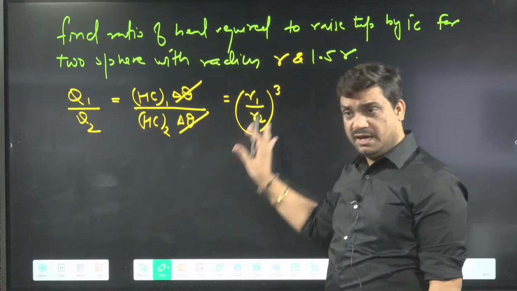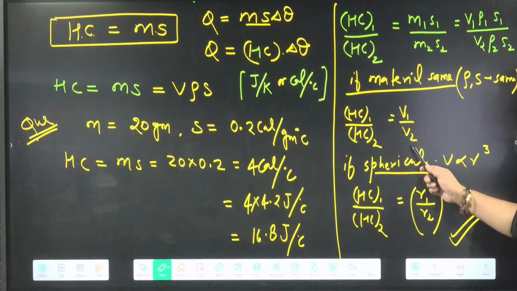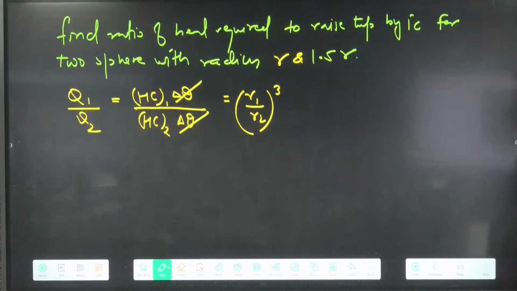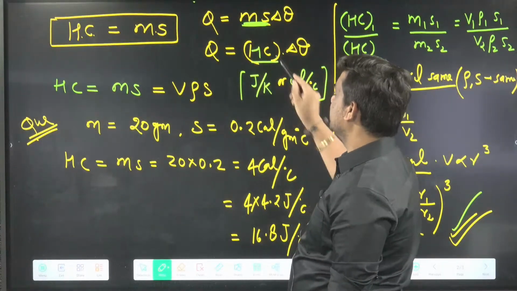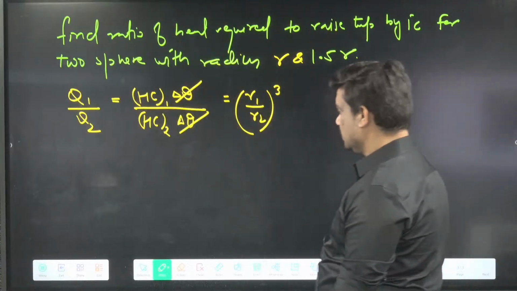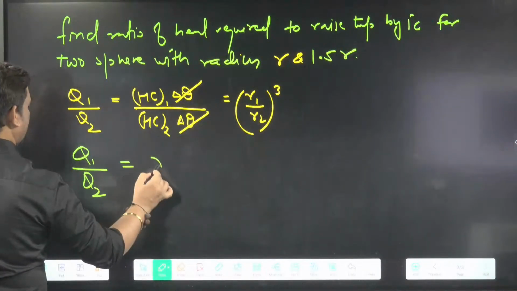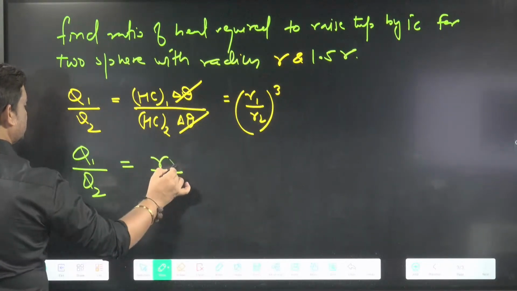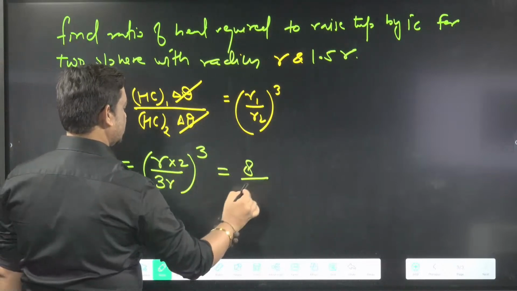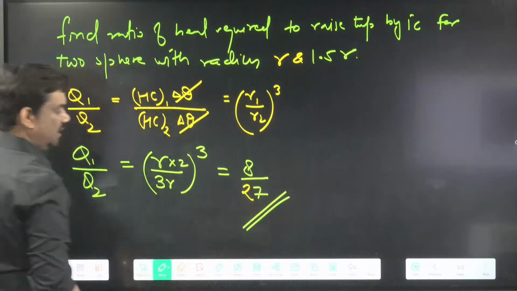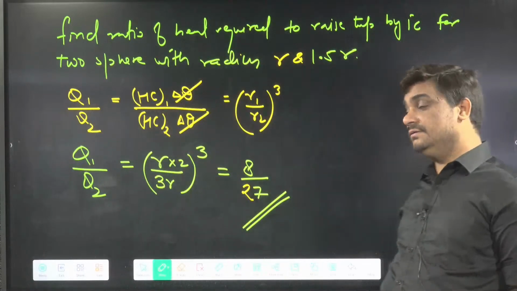I hope we are getting this point. It was written here that HC1 by HC2 is V1 by V2, which was equal to R1 by R2 whole cube. And this Q was basically ms delta theta; in place of ms, HC was written. That's why Q equals HC delta theta. Now Q1 by Q2 becomes: R1 is R, R2 is 3R by 2, so it goes upside down into cube. Now R cancels, so 2 cube is 8 and 3 cube is 27. That is the answer here. Yes. Next question now.